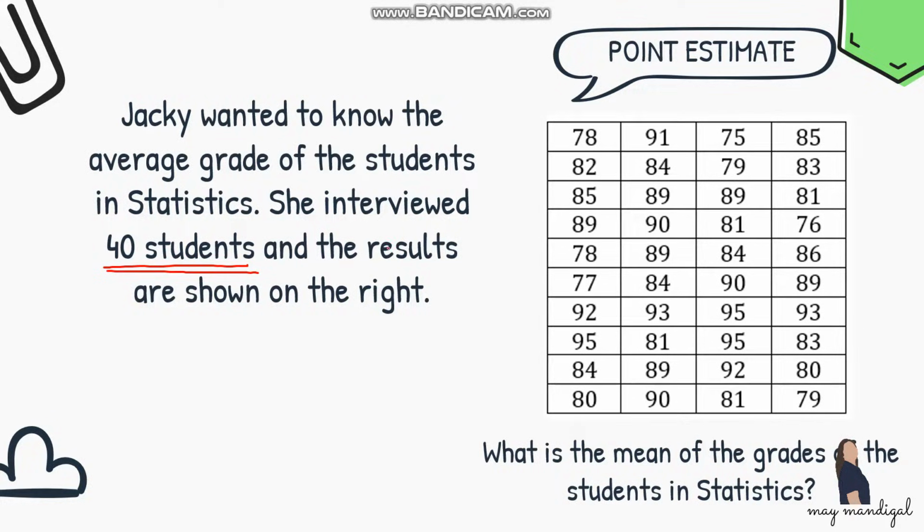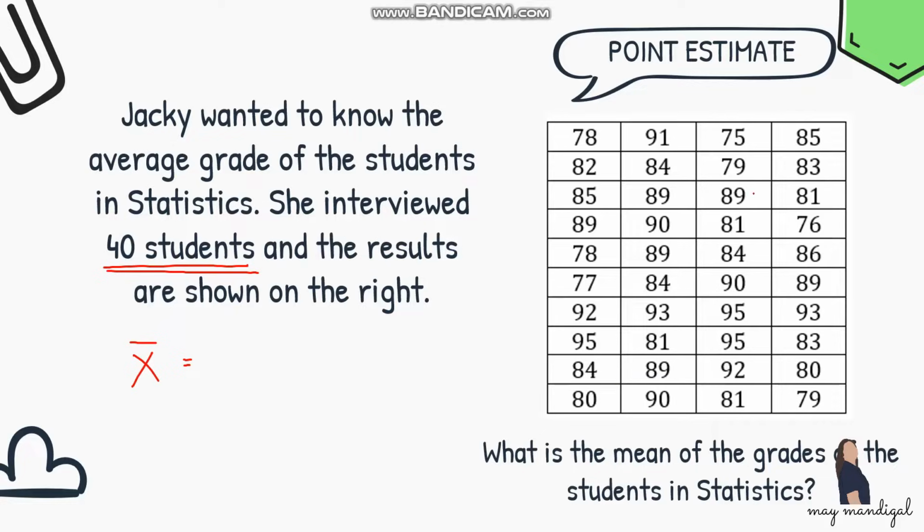In order for us to get the mean of the grades of the students in statistics, we are going to estimate the population mean using the point estimate. What we can do is simply get the mean of the sample, because like what I said in the previous slide, the sample mean is the best point estimate for the population mean. These 40 students are the sample, and all we have to do is identify the mean by adding all of these and then dividing by the number of data that we have.